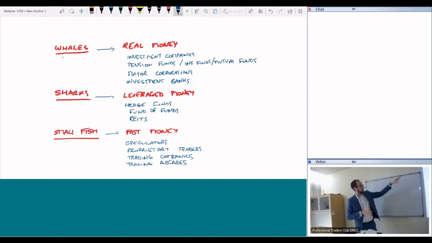So let's start with the first one. The whales, they make the market. This is the reason why the market exists in the first place. The market is the environment where they will be mutually able to send the big flows of transactions from production to wholesaling, from wholesaling to retailing, and all these are possible.